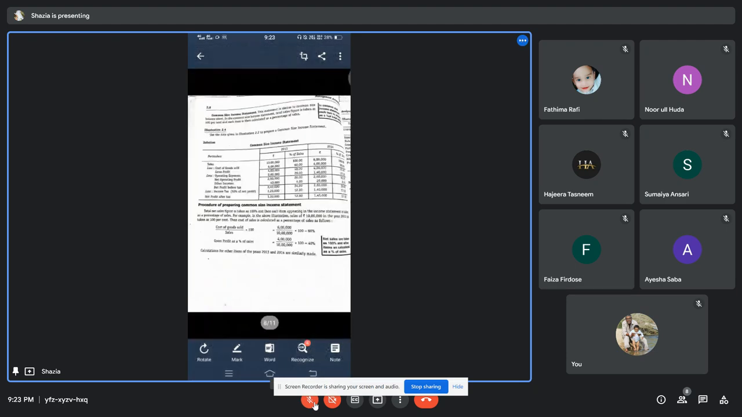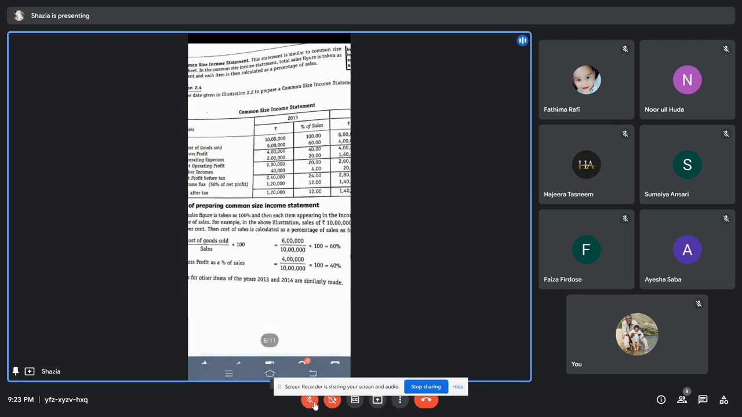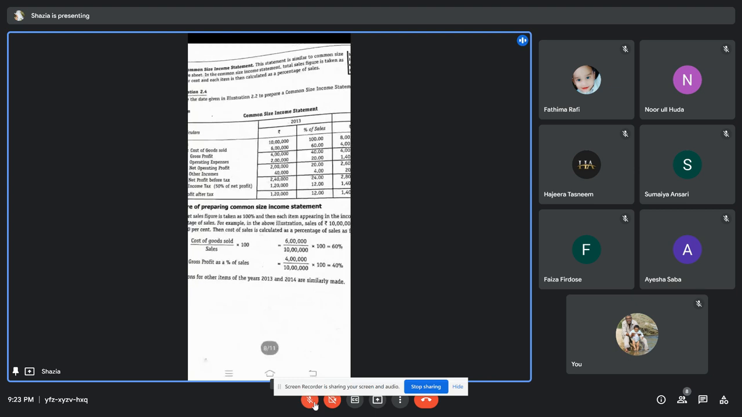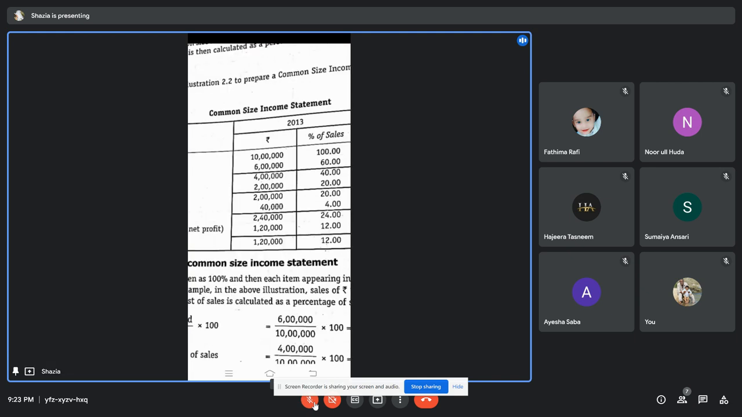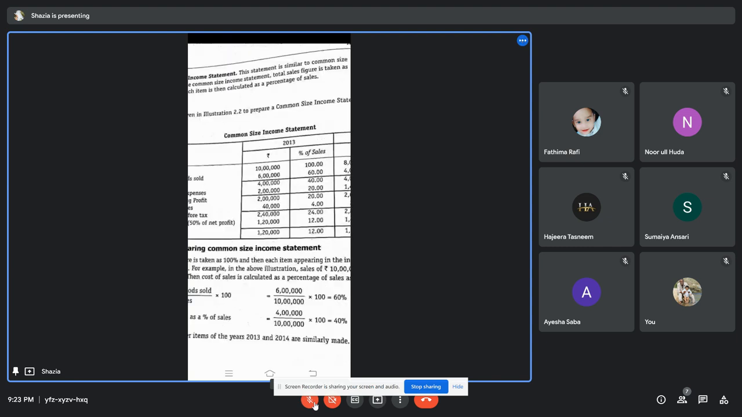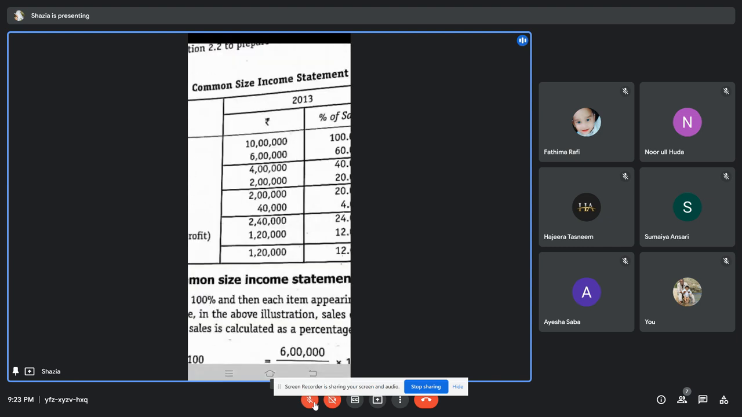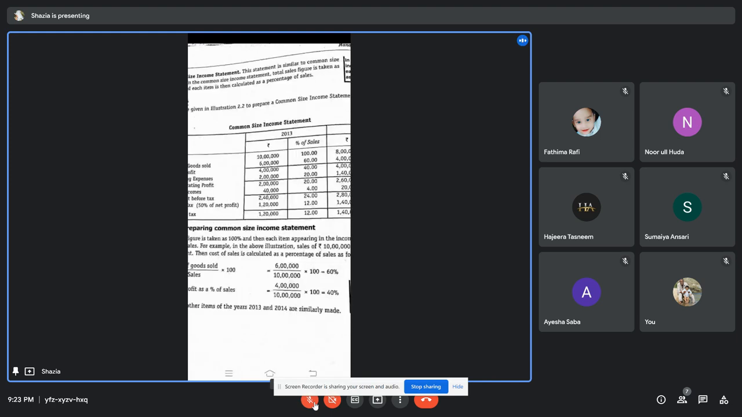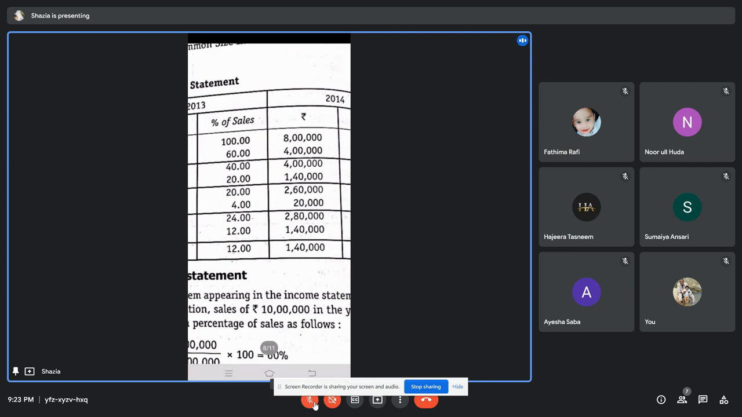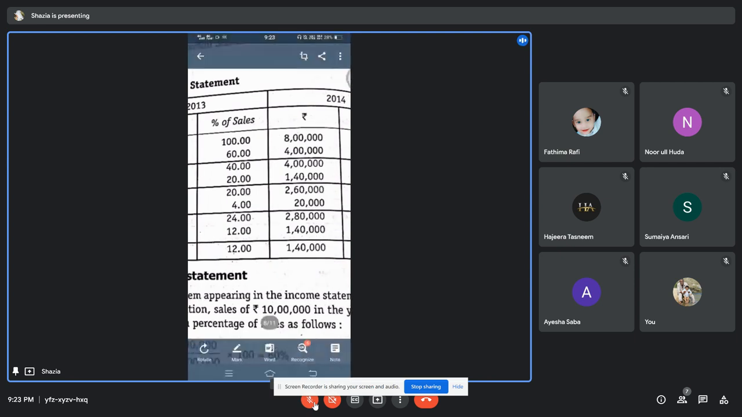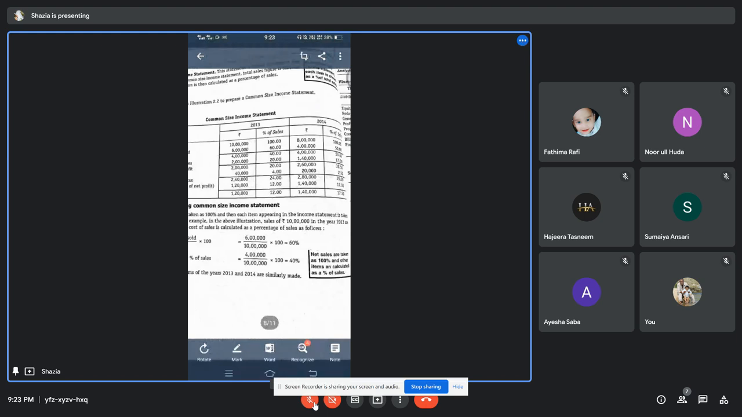17.50%. Then after deducting your operating expenses, your net operating profit amount: previous amount was 4 lakh. You have deducted the operating expenses. Remaining amount is 2 lakh. On this 2 lakh also you have to calculate the percentage. Same thing, 2 lakh divided by 10 lakh into 100 is 20%. Then again, 2,60,000 you have got as net operating profit. 2,60,000 divided by 8 lakh into 100 is 32.50.